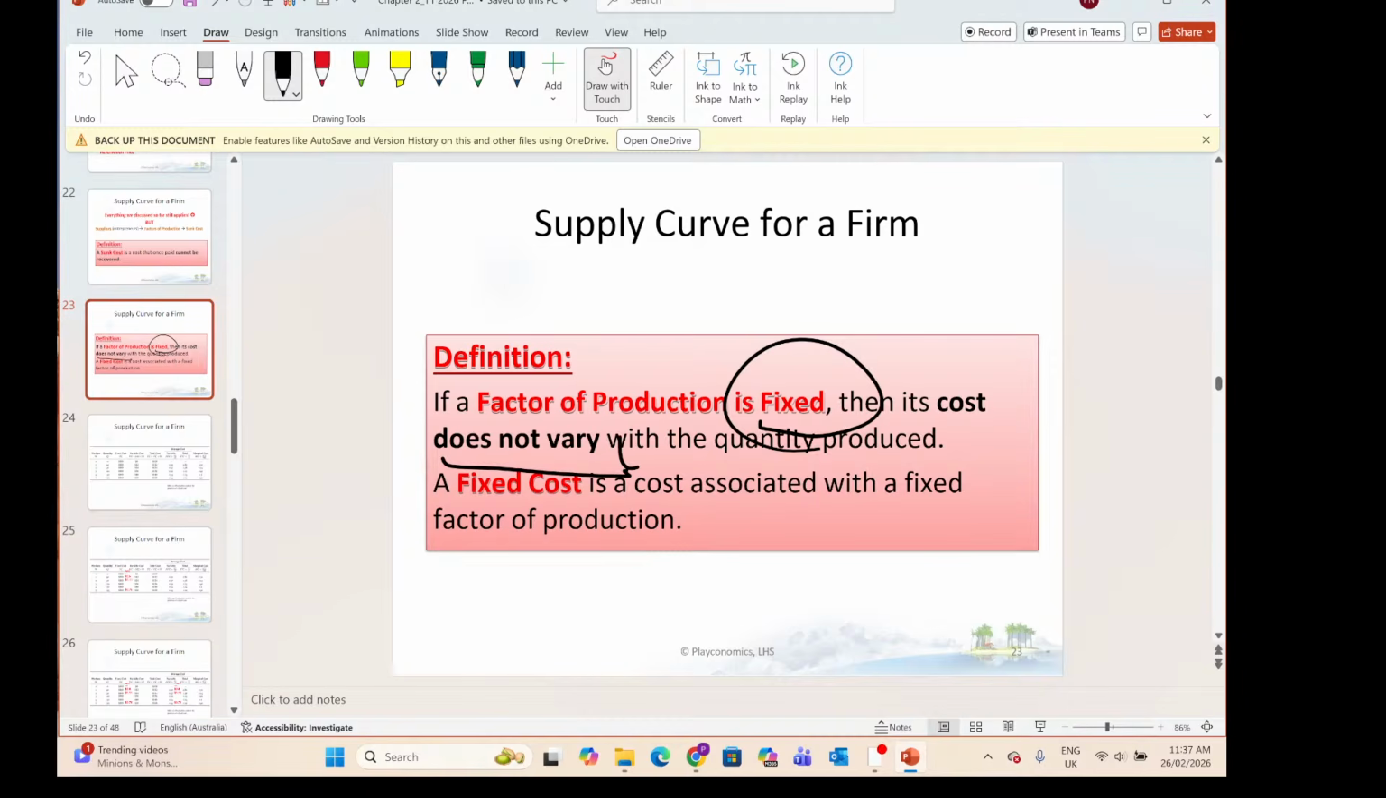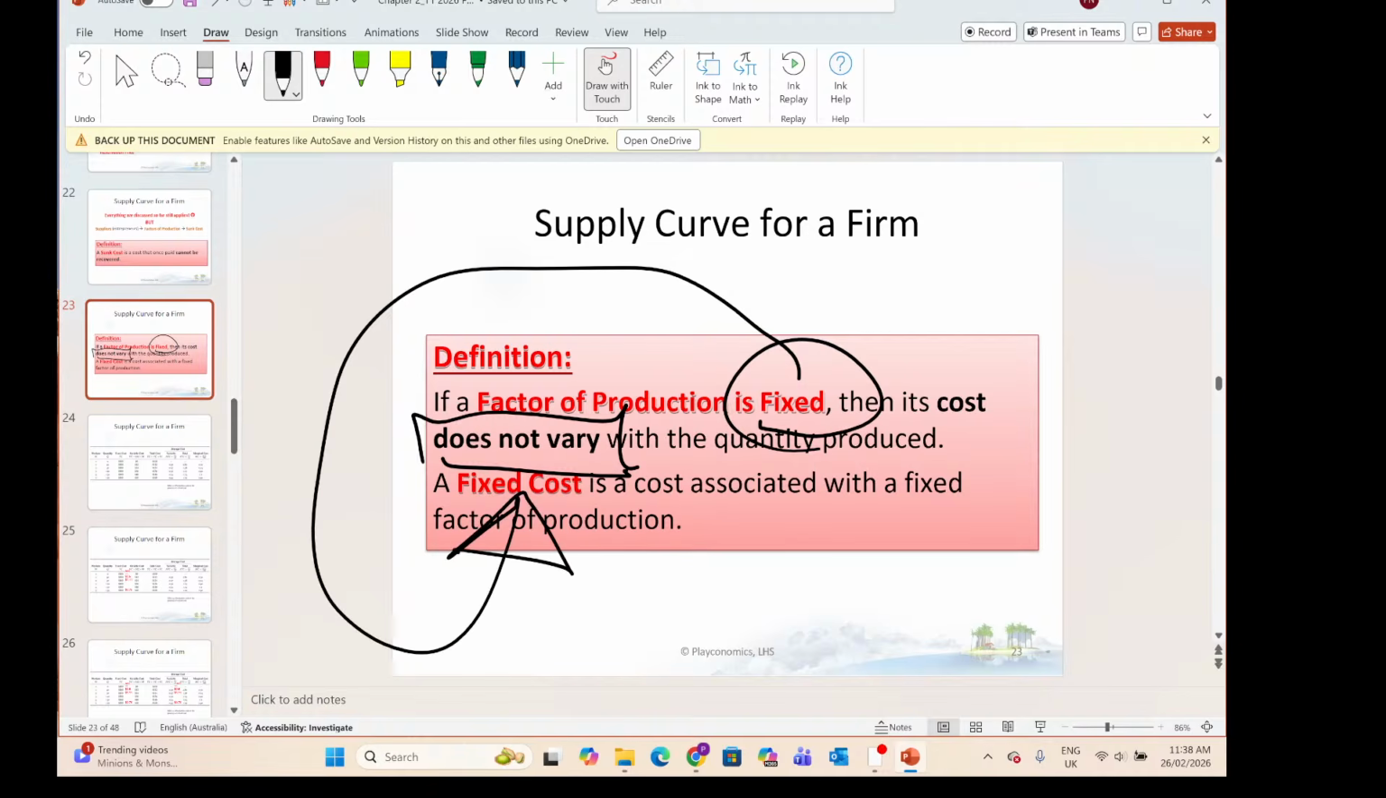For example, the rent of the coffee shop will be the same whether we make one coffee or whether we make hundreds of coffees. The coffee machine will be the same cost to buy, whether we make one coffee or many coffees. So this is a fixed factor of production, and therefore it leads to this concept of the fixed cost, and this cost doesn't change even though our output might change. So it's a constant cost.